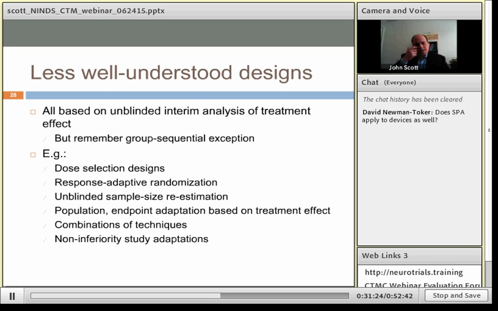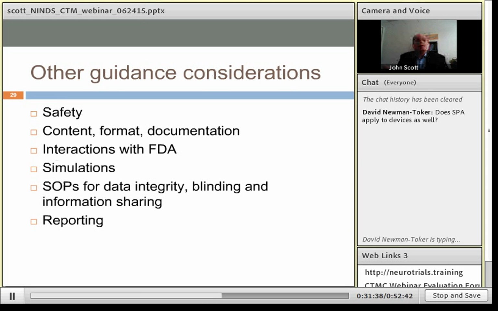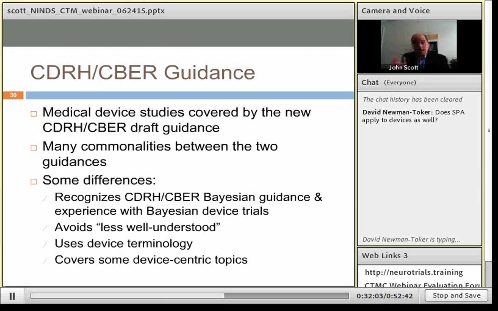And also the guidance talks about adaptation in non-inferiority studies as being an issue of little experience to date. And remember, to date was 2010. I think we've probably seen some more of those by now. Some other considerations the guidance talks about are the implications for safety analyses, the content and format of documentation for adaptive designs, interactions with FDA, simulations, having SOPs in place for data integrity, blinding, and information sharing, and reporting the results of adaptive designs. So that was the drugs and biologics guidance.